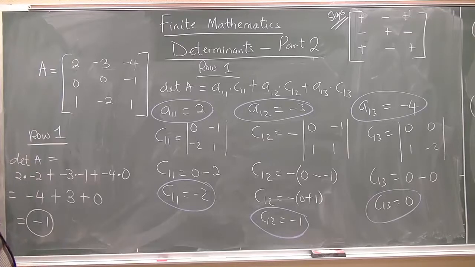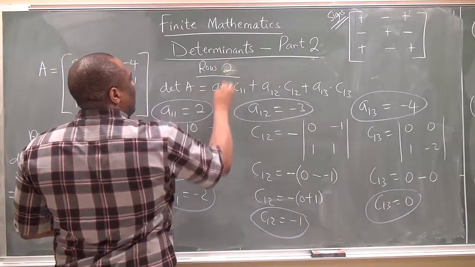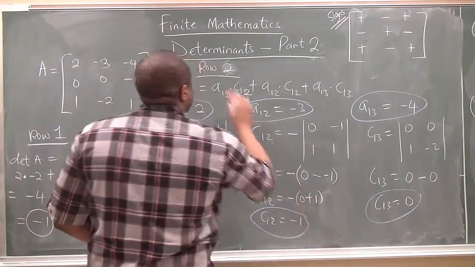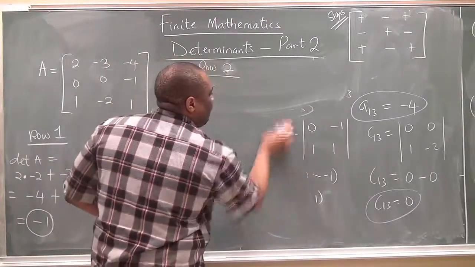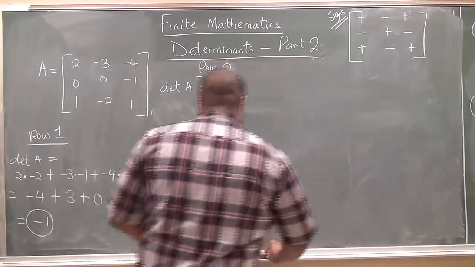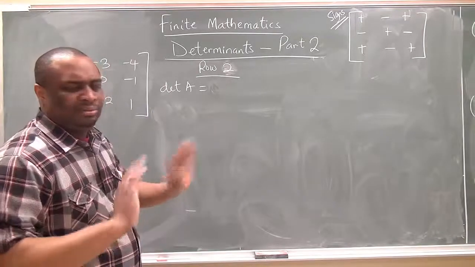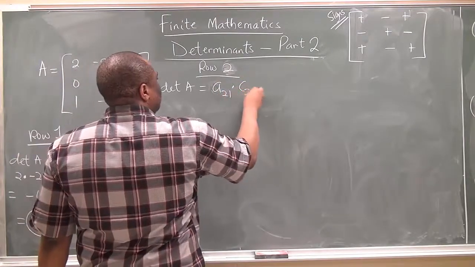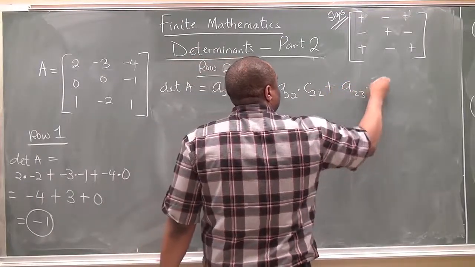All right, let's do row 2. Let's do row 2 right away. So row 2, I'll just change this to 2. I change this to 2, 1. So let me just erase all this for row 2. And you see row 2 is pretty much easiest because that has 0. After this example, with the other examples, you will see how easy. So this is A21 times C21 plus A22 times C22 plus A23 times C23.